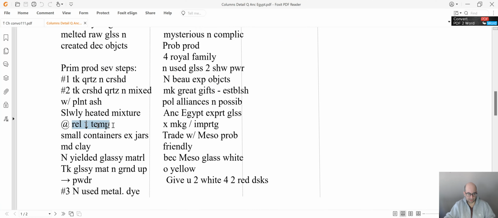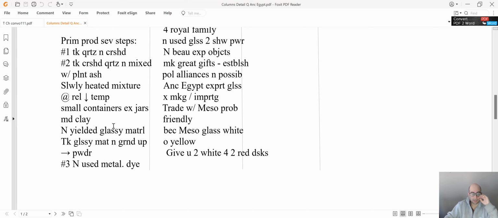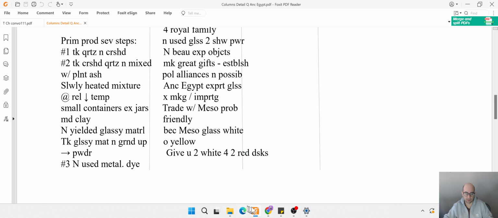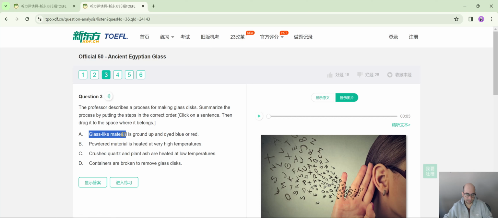All right. So at relatively low temperatures. Yeah, that was part of choice C. Small containers like jars are made from clay. Okay. And they yield a glassy material. Okay. This sounds kind of important here. They take this glassy material, and when they repeat some of these concepts or details, that's a huge sign that they're probably going to mention this in the answer options or choices. And ground up into powder and something about metal dye colors. Okay, so there's the glassy material and they ground it up, and yeah, there's the part about the dye. So C, A is next.